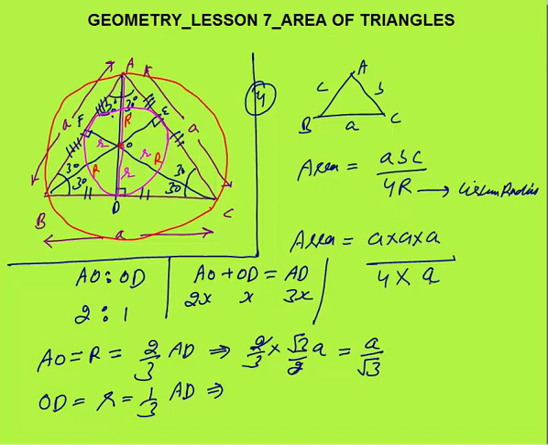I am just putting a by root 3. Again your answer would be root 3 by 4 a square. That is the area of an equilateral triangle. Solving this completely, you will get area as root 3 by 4 a square. So, very important, area also equals abc upon 4 times the circumradius. This formula is rarely used, but still we must know how to calculate the area when the circumradius is given to you.